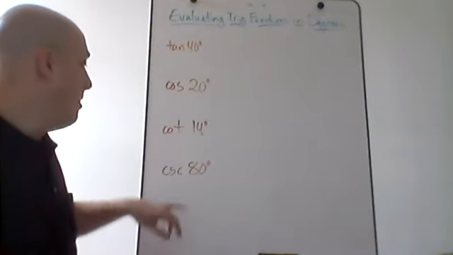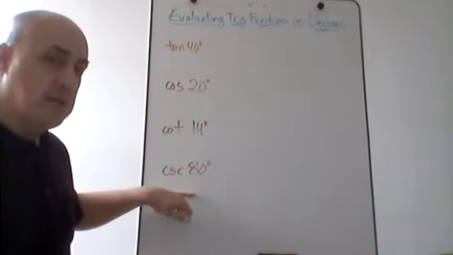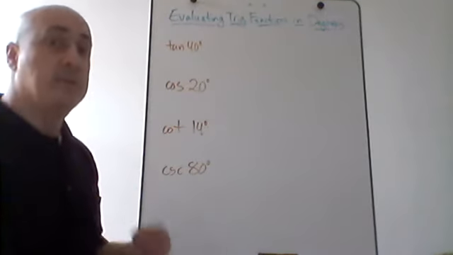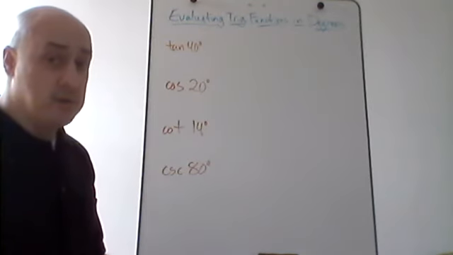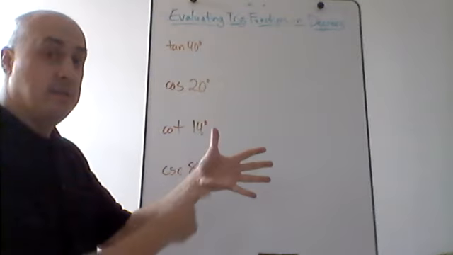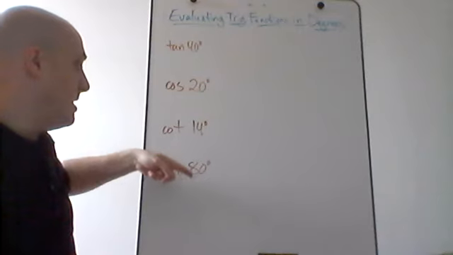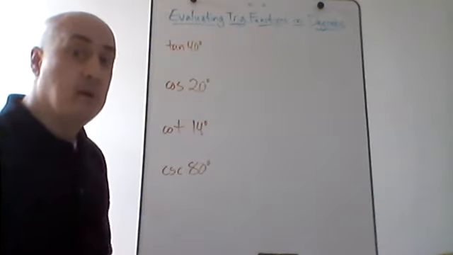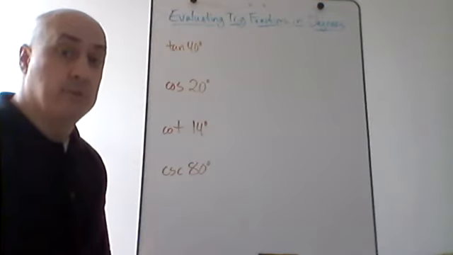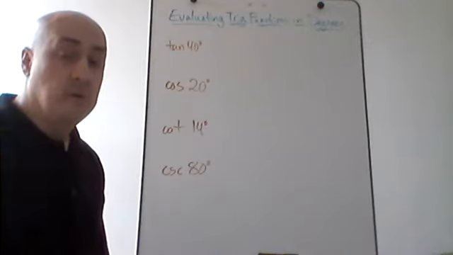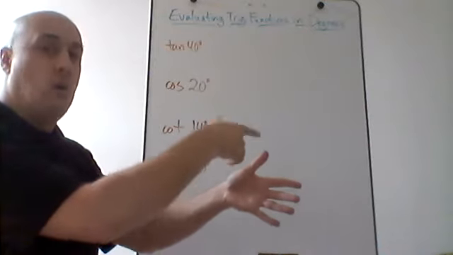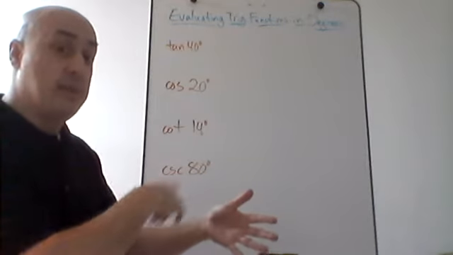Now, one thing you might notice about all of my degree measures here, none of those actually appear on the unit circle, right? Again, I did a unit circle video not too long ago where I talked about the degree measures around the unit circle. And if you recall, in the first quadrant, the degree measures I had were 0, 30, 45, 60, 90. Well, 40, 20, 14, 80, none of those are the ones I just named. So if I want to evaluate these trig functions for these angle measures, I'm not going to be able to use the unit circle. I can only use the unit circle if I have 0, 30, 45, 60, 90, or whatever else I get as I go around the circle, following that same pattern.